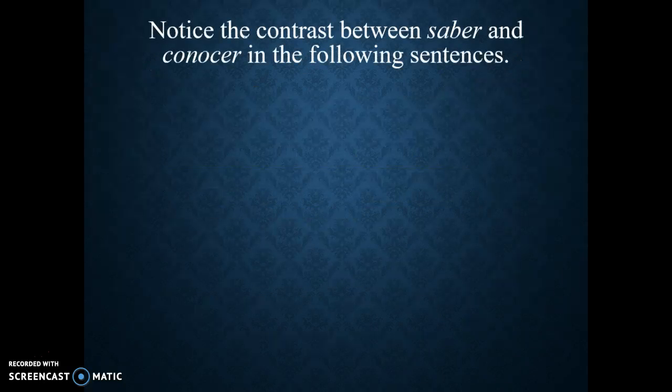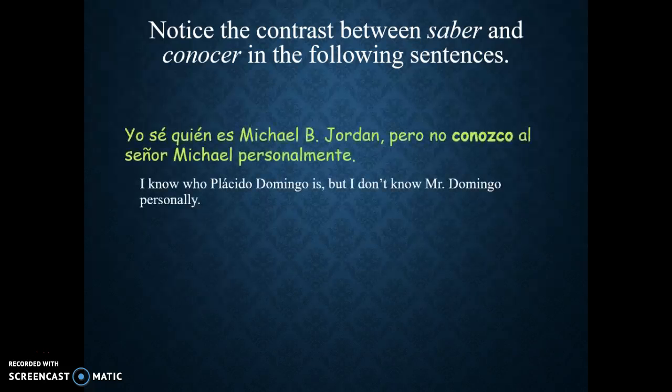Okay, so let's look at some contrasting sentences in order for you to see these together. Okay, let's look at this oración. Yo sé quién es Michael B. Jordan, pero no conozco al señor Michael personalmente. I know, whoops, and that should not be the name. I know who Michael B. Jordan is, but I don't know Mr. Michael B. Jordan personally. Sorry, I should have changed that name. I'm so sorry. Oh, that's 3 errors in this PowerPoint. Sorry, guys. I know who Michael B. Jordan is, so I know of him, right? Of fact, information, but I don't know him personally.